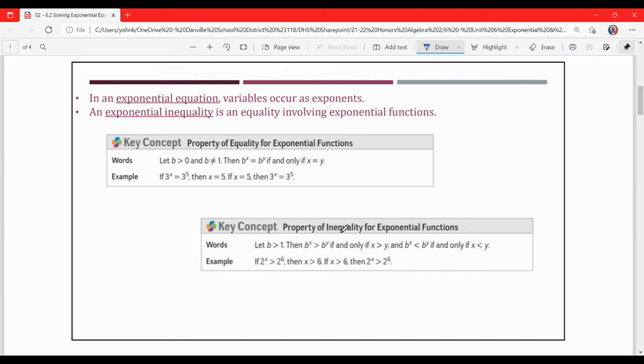If you have inequalities, then if b to the x is greater than b to the y, then x is going to be greater than y. If b to the x is less than b to the y, then x is less than y. Again, the bases have to be the same. For instance, if you have 2 to the x is greater than 2 to the sixth, then x is going to be greater than 6.